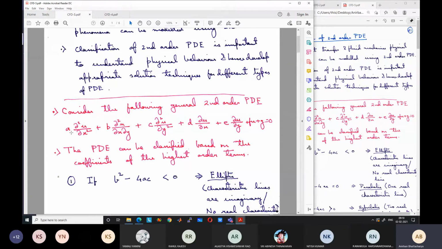So it can be described as a ∂²u/∂x² plus b ∂²u/∂x∂y plus c ∂²u/∂y². So this is the principal part, plus d ∂u/∂x plus e ∂u/∂y plus fu plus g equal to 0. Okay. So all types of terms are shown here.